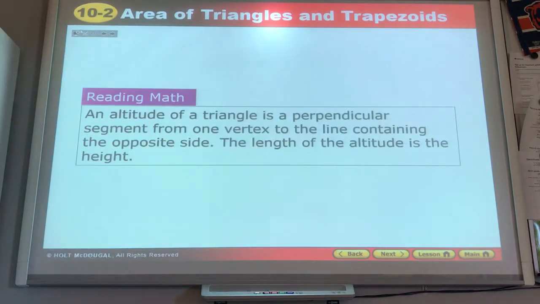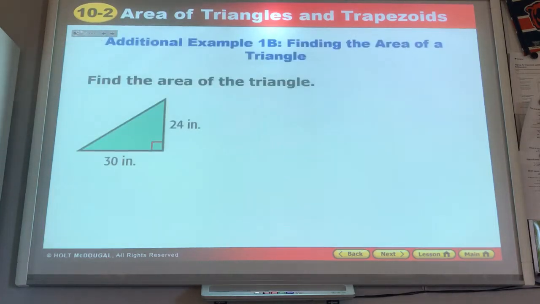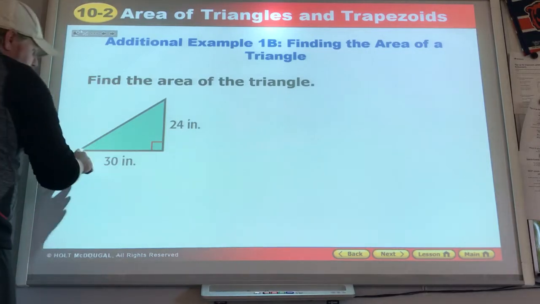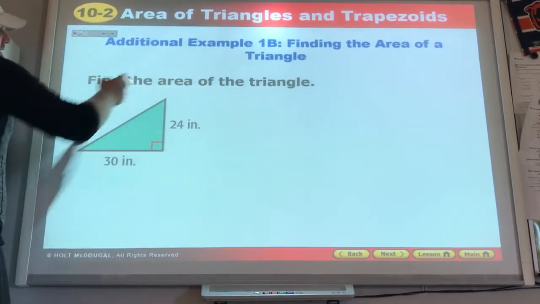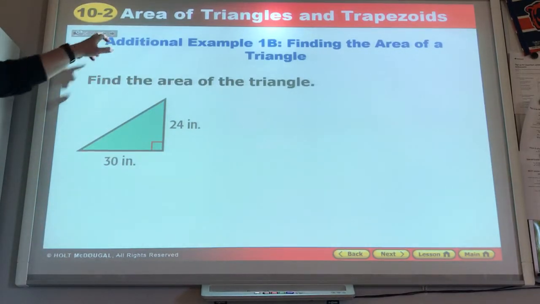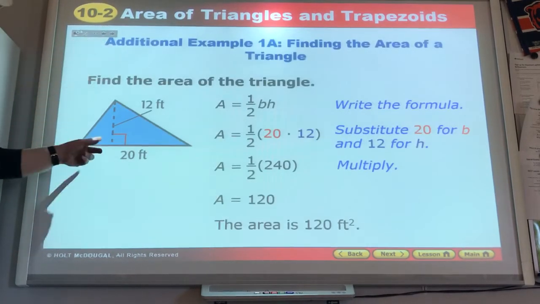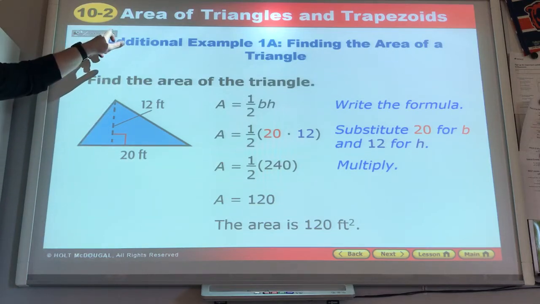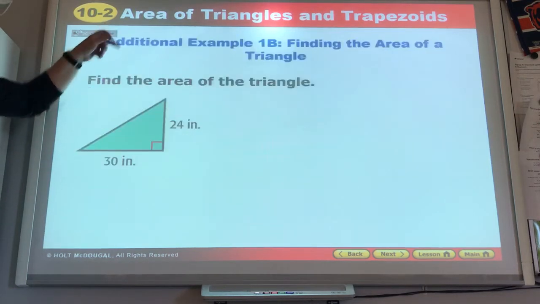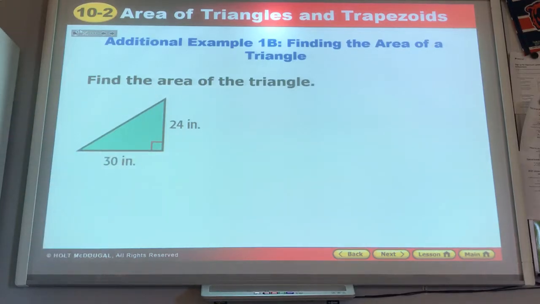An altitude of a triangle is a perpendicular segment from one vertex to the line containing the opposite side. The length of the altitude is the height. So, we go from the base, right angle, we go to the height. Sometimes that's on the outer edge. Sometimes, like in that last problem, it's in the middle. From the base straight up to the tallest point.